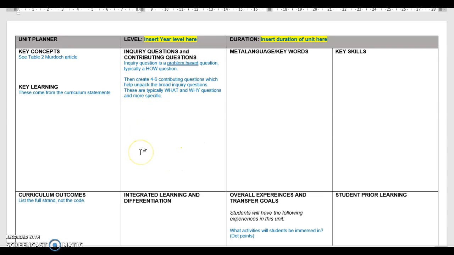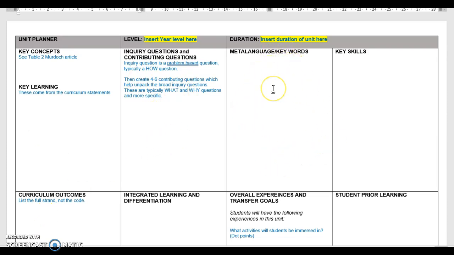Underneath that, you'll have contributing questions, about 4 to 6, which help unpack that broad how question. So typically they're what and why questions, okay? So in answering those what and why questions, you are answering that how question. These also obviously need to link to the Victorian curriculum.